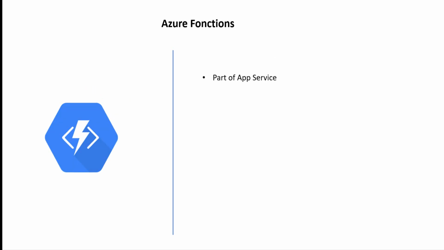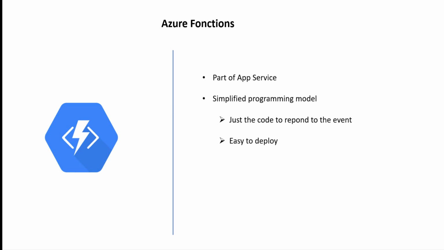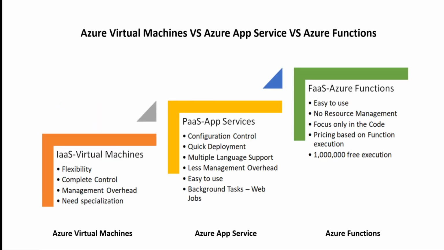How about the Azure Function that is a part of the services? Simplified programming model, that means that you just run the code that is triggered by the event. Easy to deploy. Consumption-based pricing model, that means that you pay as you go. Automatic scale on demand.